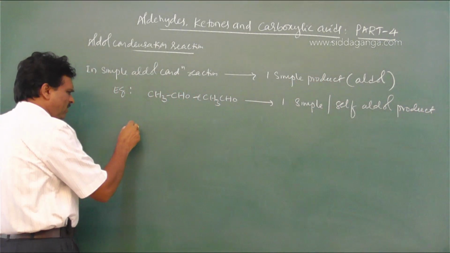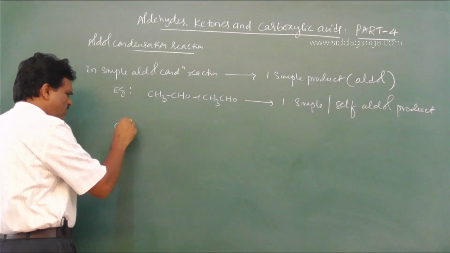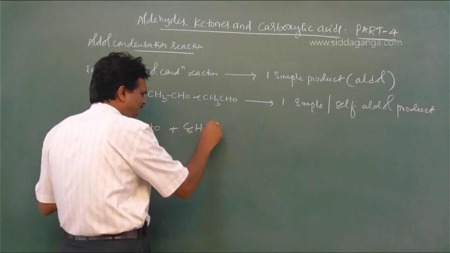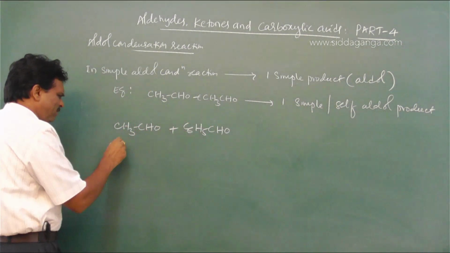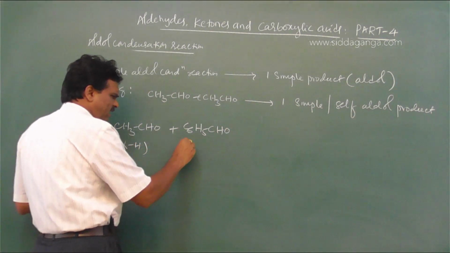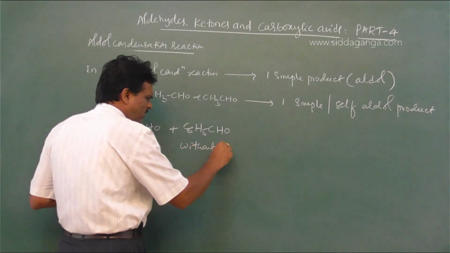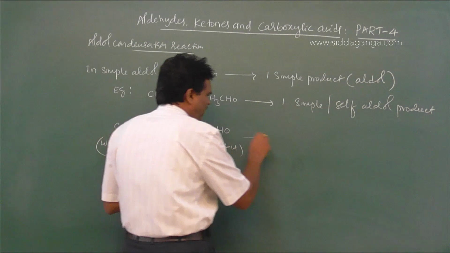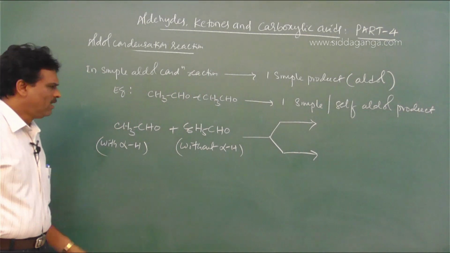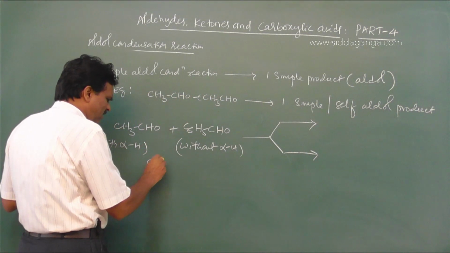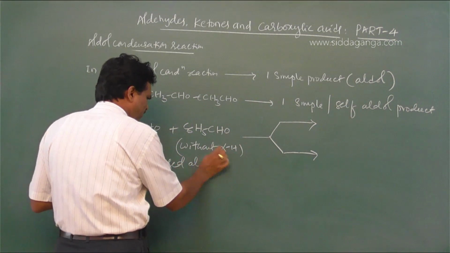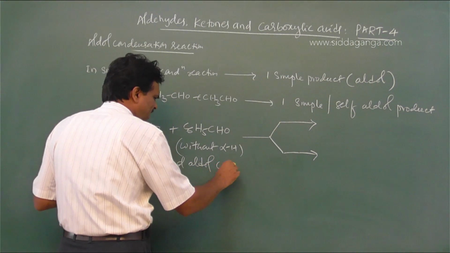Then if one is acetaldehyde and the other one is benzaldehyde, here with alpha hydrogen and here without alpha hydrogen, we get two products. This is also cross aldol condensation reaction.